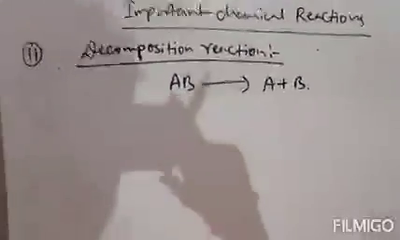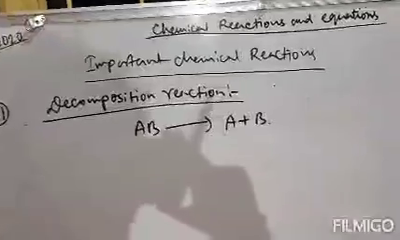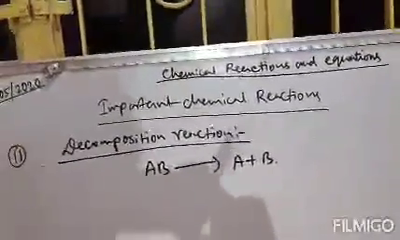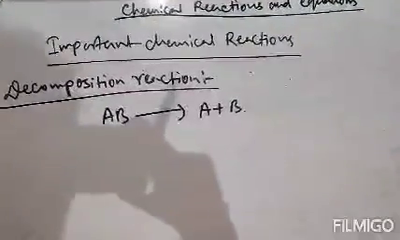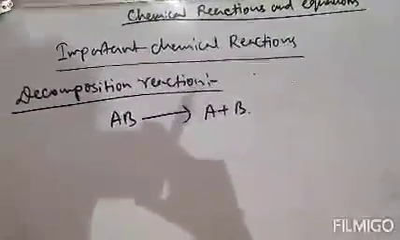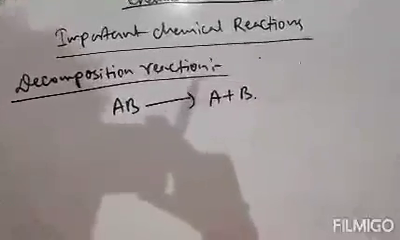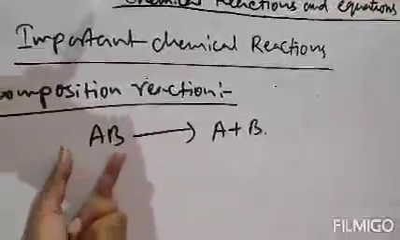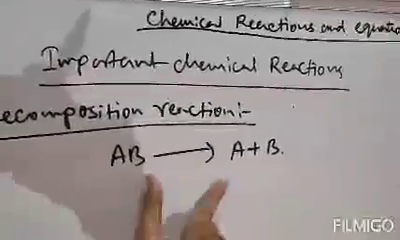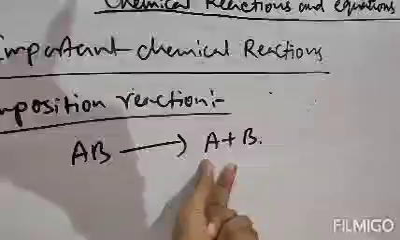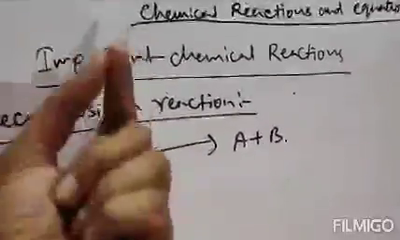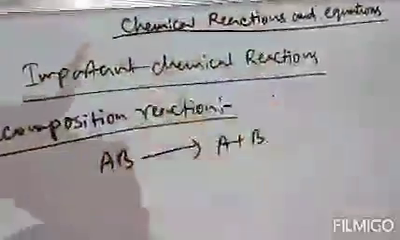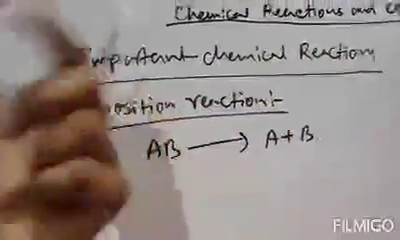Decomposition reaction is a reaction where a single substance breaks down to give two or more new kinds of substances. I am repeating again. Decomposition reaction is a reaction where a single substance breaks down to give two or more than two new substances. So AB is a single substance. It breaks down to give two new substances, that is A and B, or sometimes it can give more than two kinds of substances. That is your decomposition reaction.